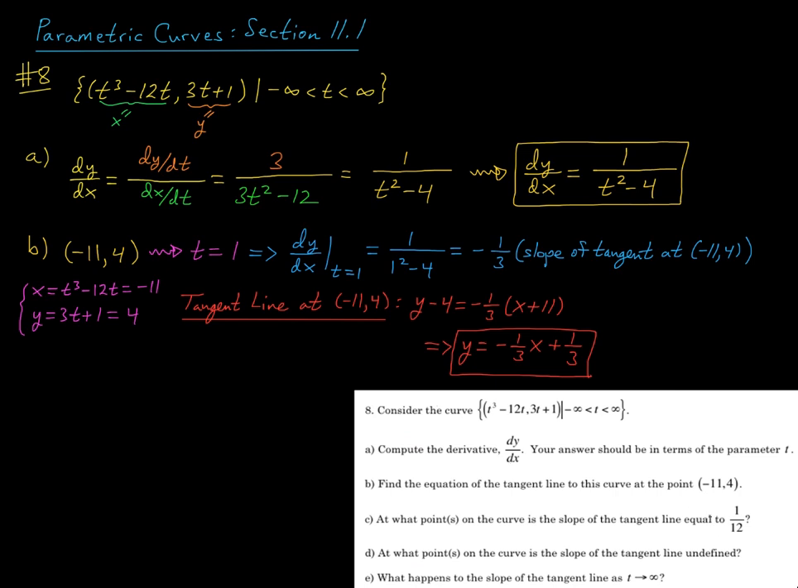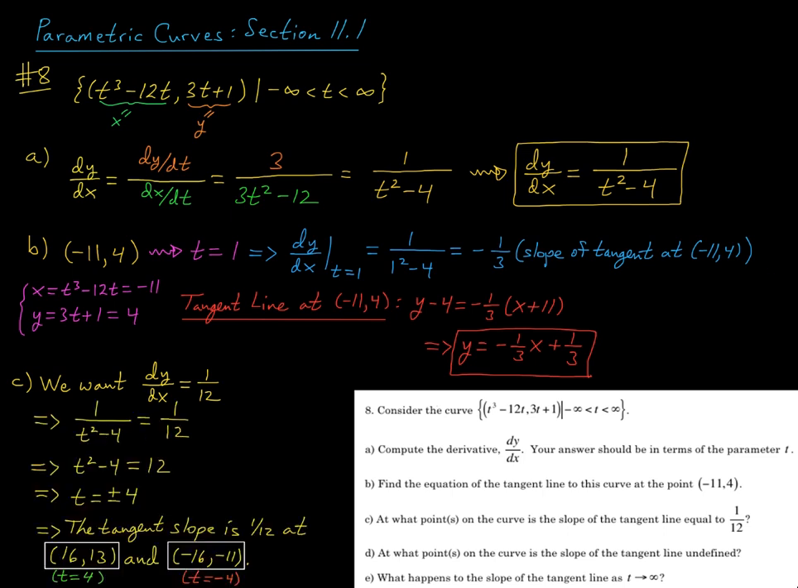All right, now for part C, it says, at what point or points on the curve is the slope of the tangent line equal to a 12th? Well, the slope of the tangent line is dy/dx, and so I'm going to start by setting dy/dx equal to a 12th. And then from part A, that implies that 1 over t squared minus 4 is equal to a 12th.